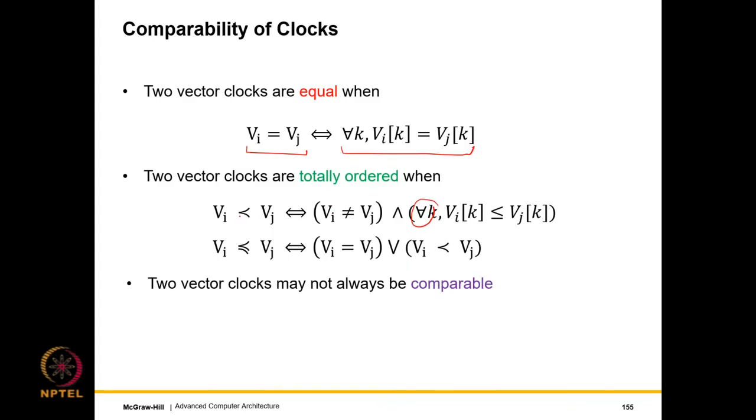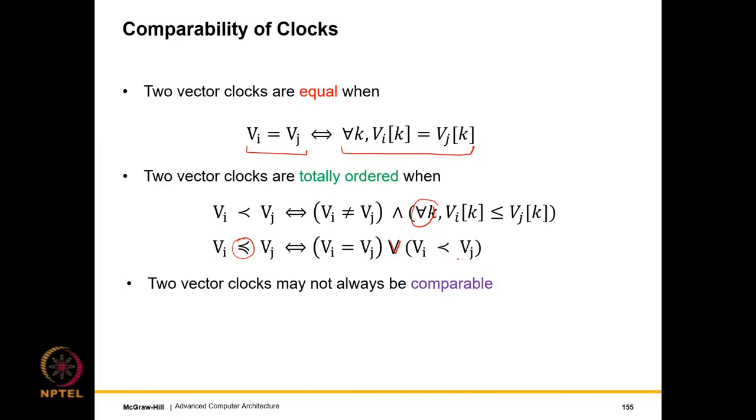Let me explain this again. Vi is less than Vj, or precedes Vj, if and only if Vi and Vj are not equal, and for all elements, Vik is less than or equal to Vjk. We can also have the precedes-or-equal relation, which means either Vi and Vj are equal, or Vi precedes Vj.